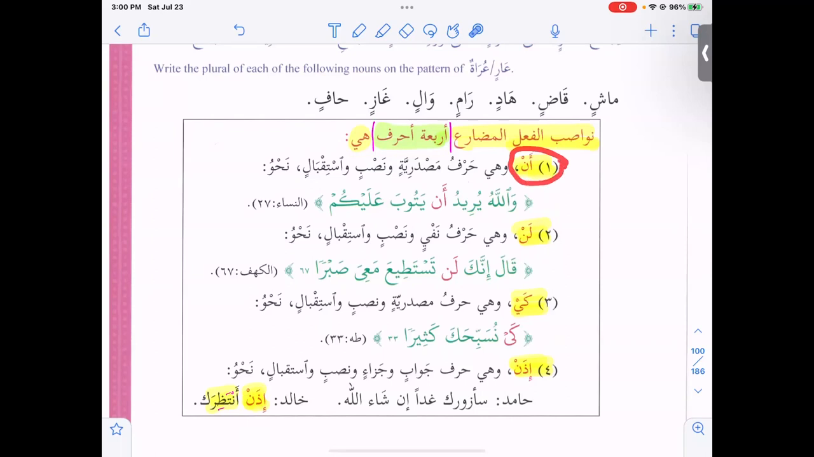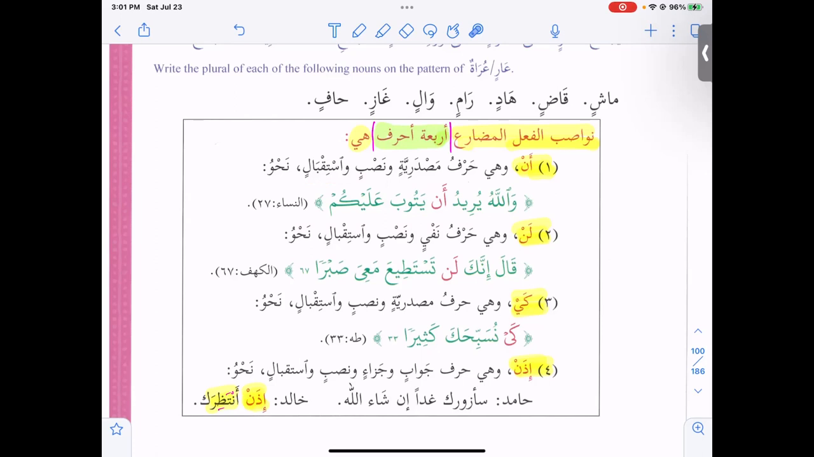Here it means an with sukun. So what will you say? We know it. We have done it. But here, harfu masdariyatin wa nasbin wa istiqbali. See, this is the detailed grammatical explanation of what is an. Harfu masdariyyin. It will make a masdar, and it will make the fi'l mudari mansub, and it will denote futurity.